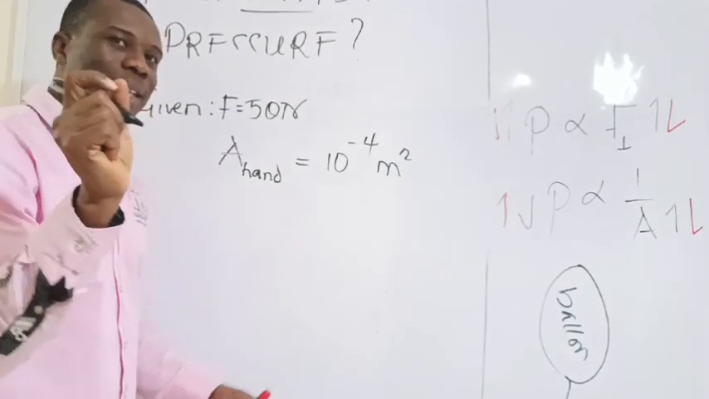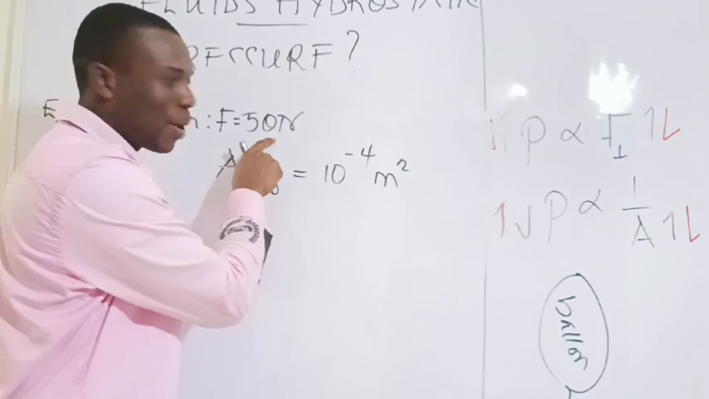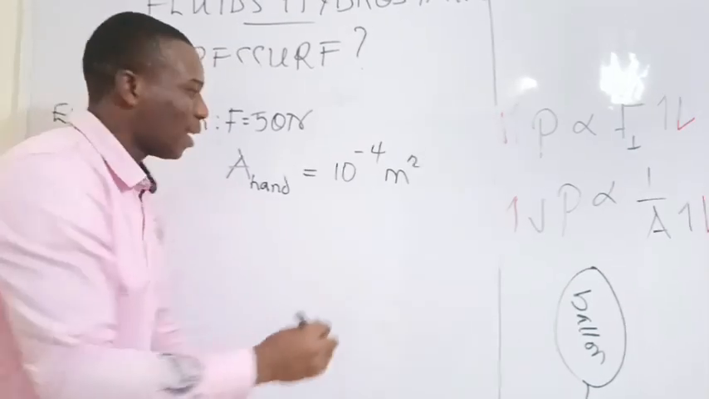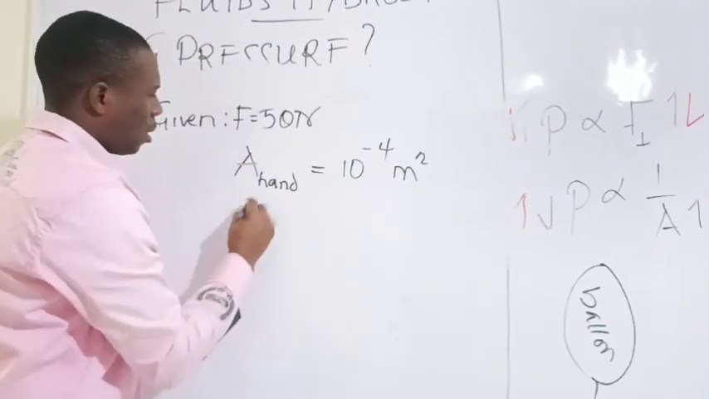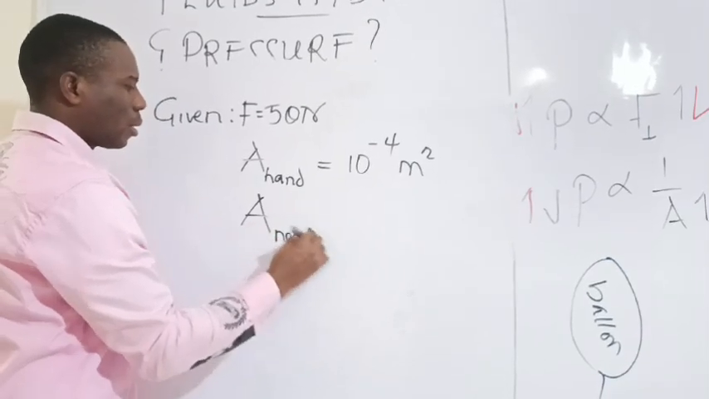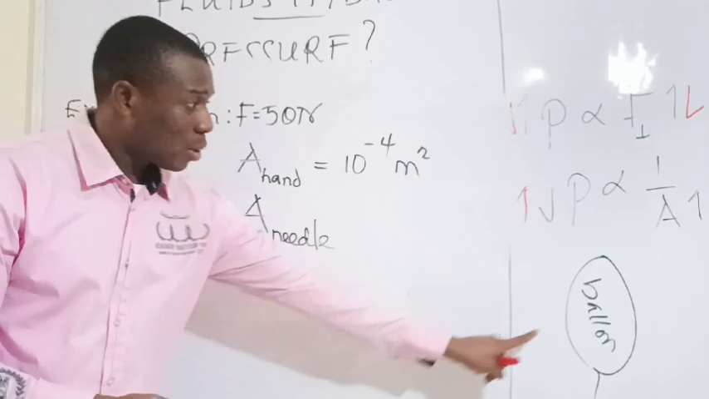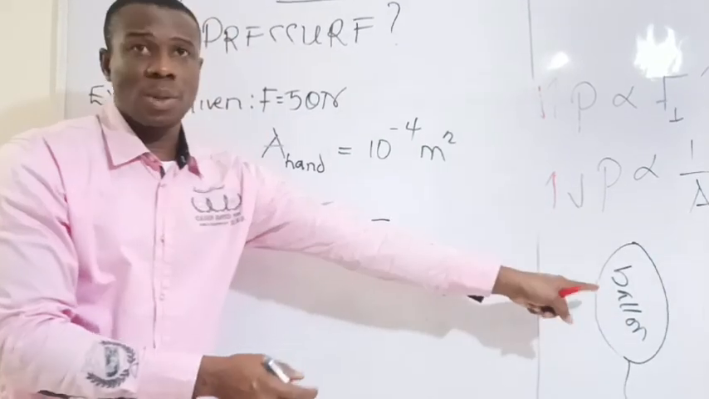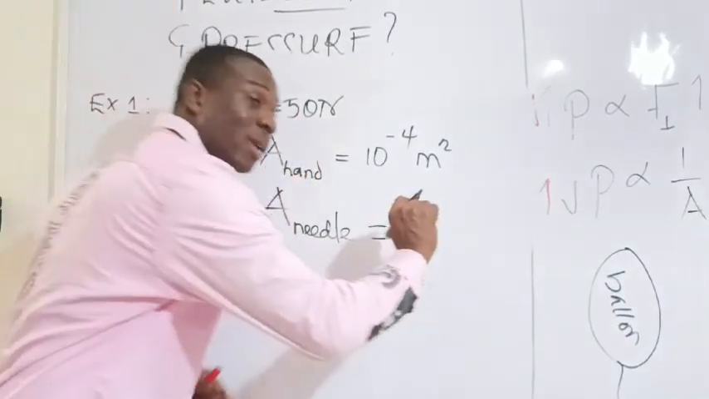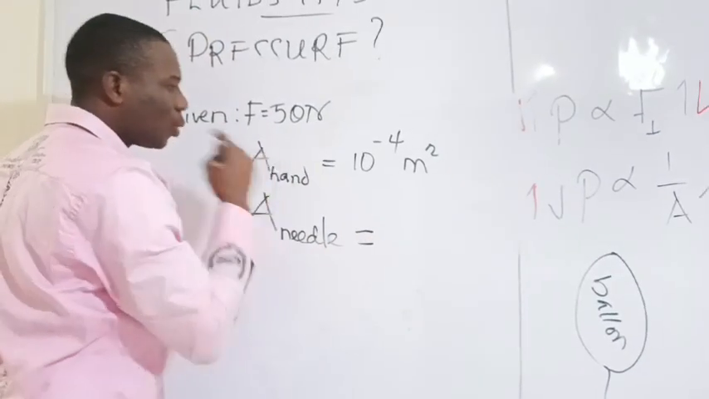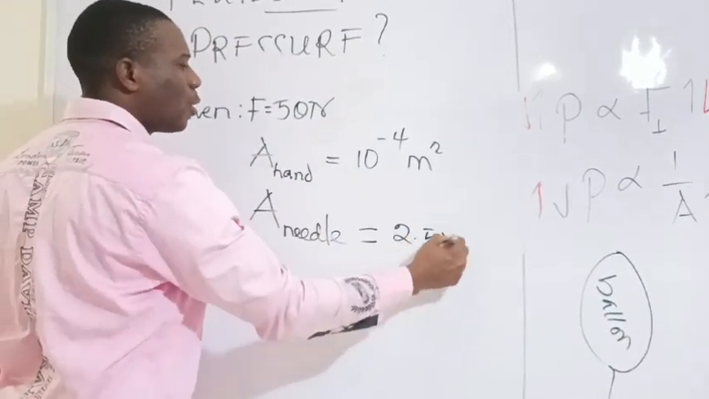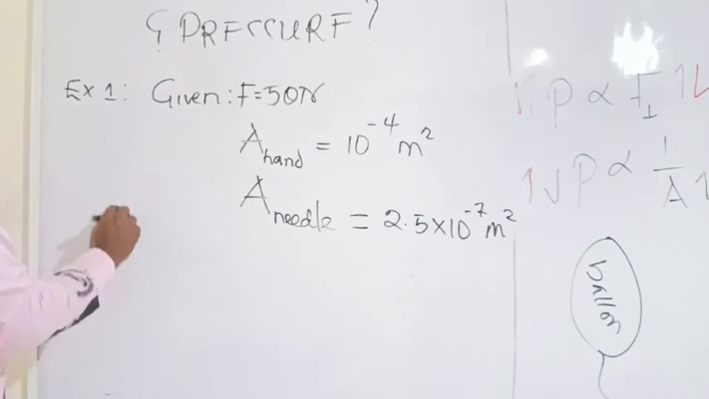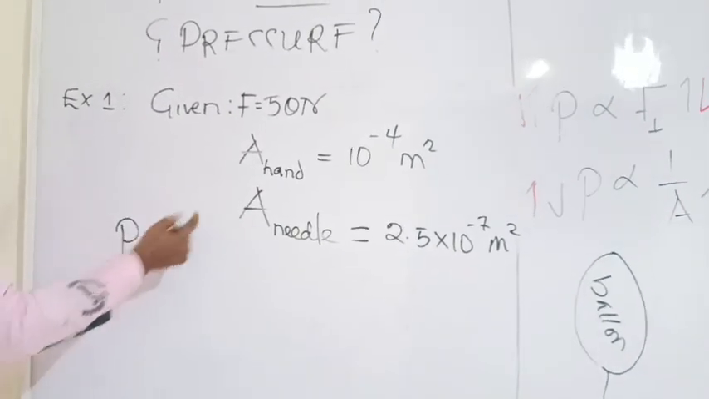And let's say I take a pin, a needle, and I exert the same force, but the pin would make a smaller contact with the area of the balloon. So it will make a small area of contact with the balloon. So let's say the area of the needle that makes contact with the balloon under the influence of the same force, because I'm also exerting, but with the pin now, or a needle. So let's say this is about, let me make it smaller, 2.5 times 10 raised to the power minus 7 square meter.